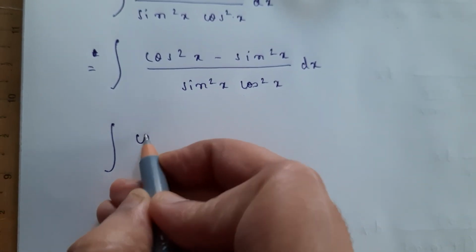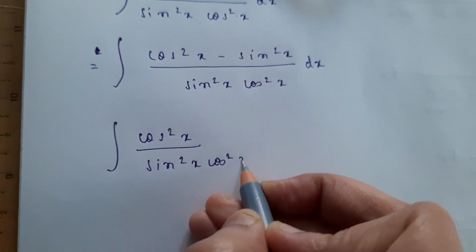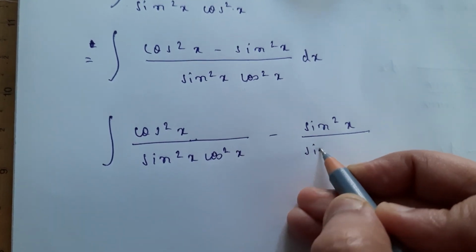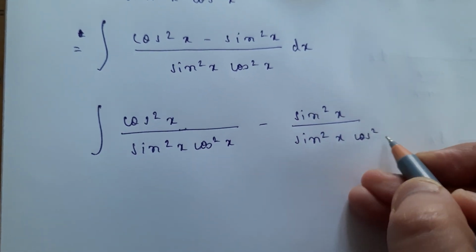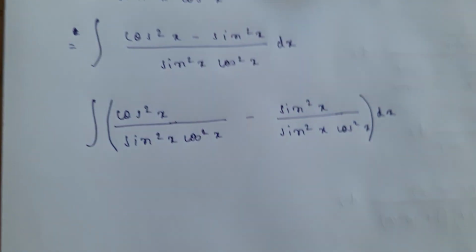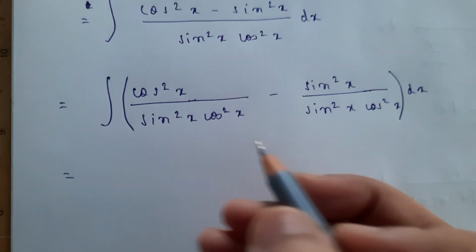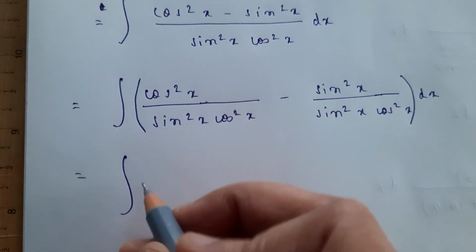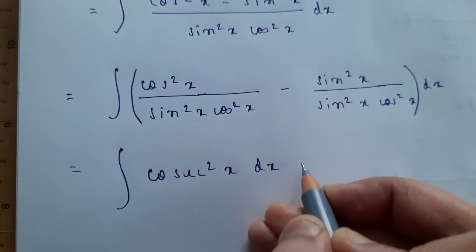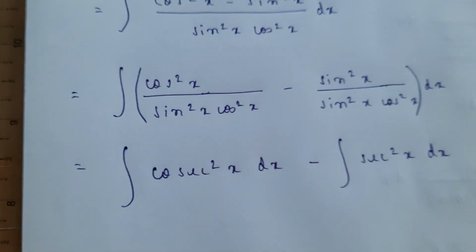Next, we will simply break this thing: cos square x divided by sine square x cos square x minus sine square x divided by sine square x cos square x dx. Alright. Next, after simplifying, what we will get here is integration of cosec square x dx minus integration of sec square x dx.